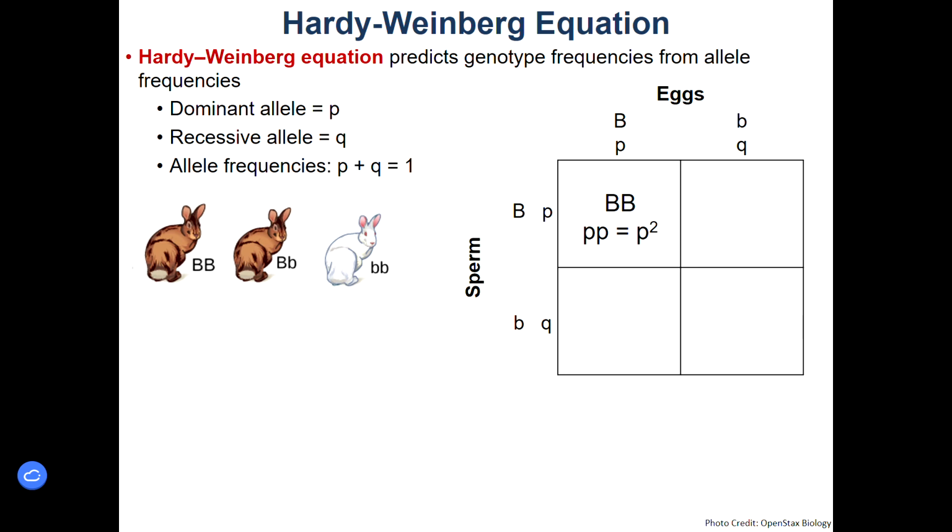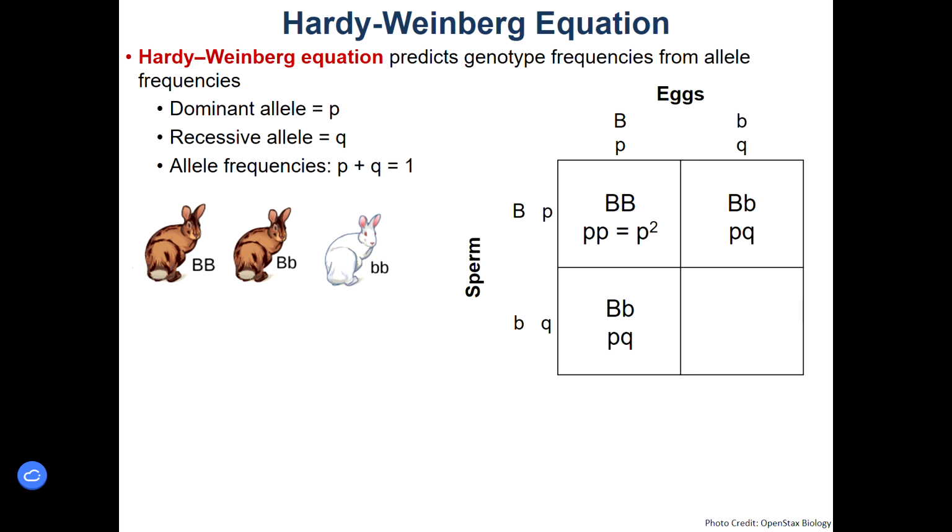Now, if we're heterozygous, so we could be this offspring or this offspring, what is our genotype going to be? If you're heterozygous, what's your genotype? Big B, little b. So if you're a big B, little b in Hardy-Weinberg, we say that you're PQ because you have 1 dominant allele and 1 recessive allele.